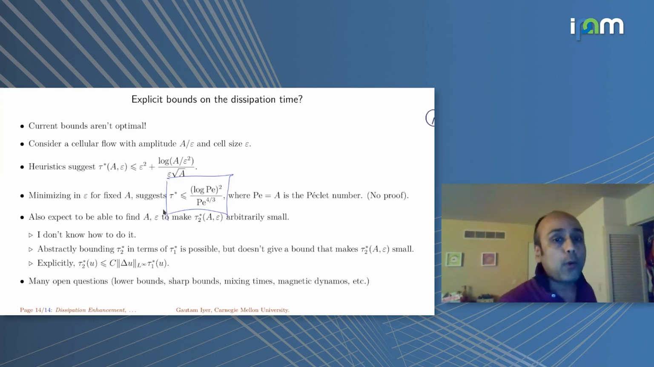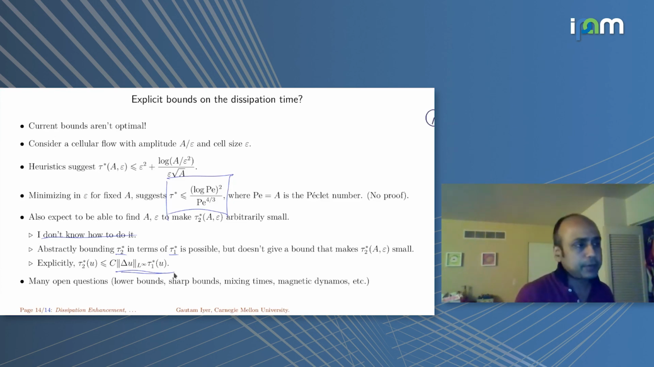If I want to go from one Laplacian to two Laplacians, I believe this dissipation time should still vanish. I don't know how to do it. In fact, abstractly, I would like to bound the dissipation time with two Laplacians in terms of the dissipation time with one Laplacian. It's possible to get a bound. Here's the bound. But this bound is useless. It's fantastically bad. Anyway, there are tons of open questions in terms of lower bounds, upper bounds, mixing times, effective diffusivity, even magnetic dynamos that I don't know how to do.